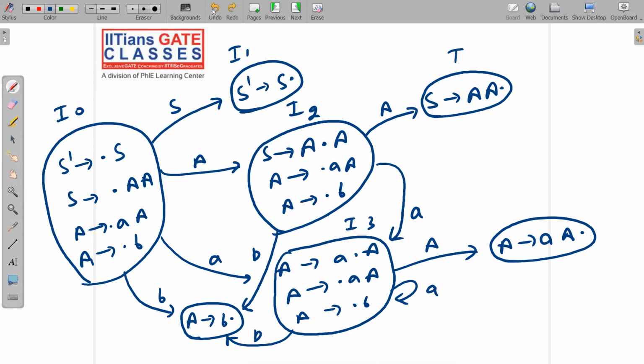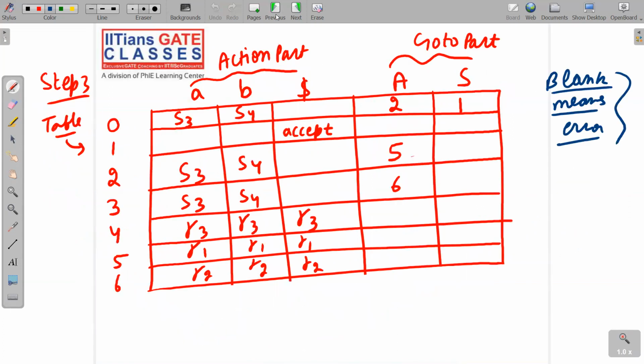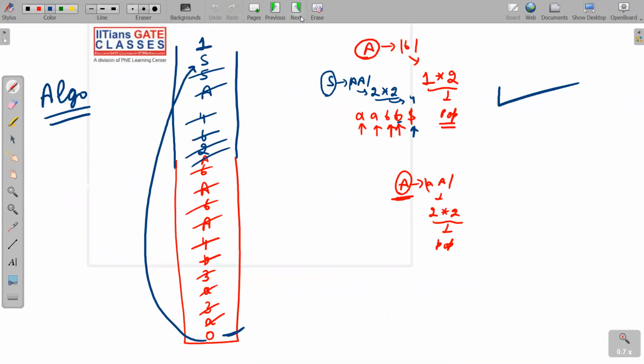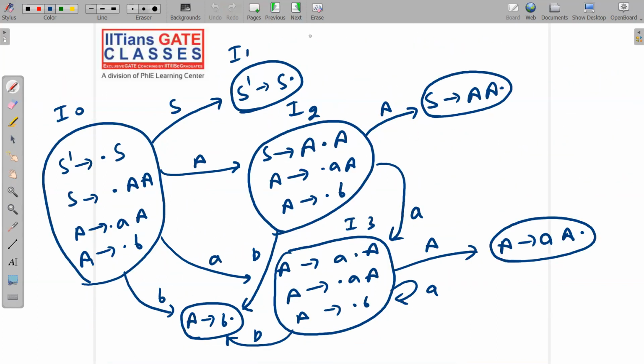Let me label with the same sequence so that there is no confusion in your mind. I have given I4, I5, and I6. There is no rule of labeling this, you can label whichever way you want. So I3, then here I4, then I5, and then I6. These are the states labeled. Same DFA, everything is same. Nothing has been different till now.